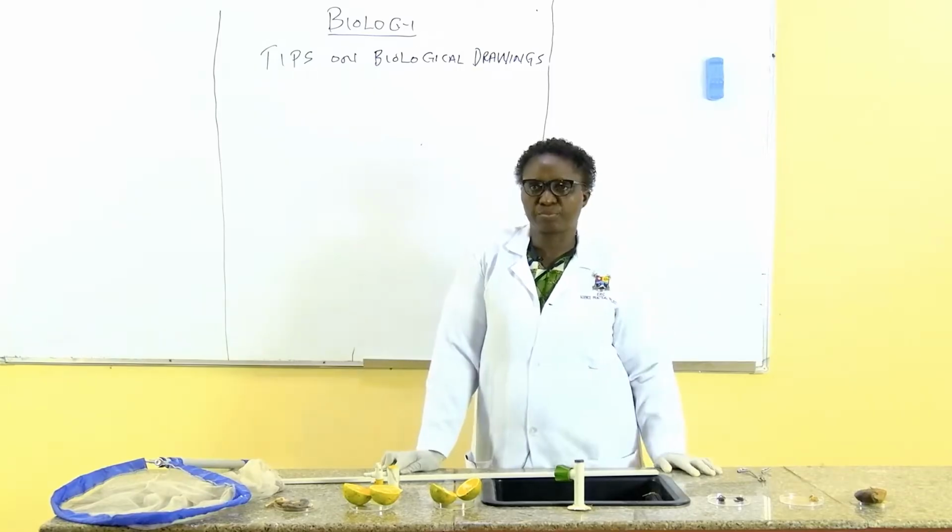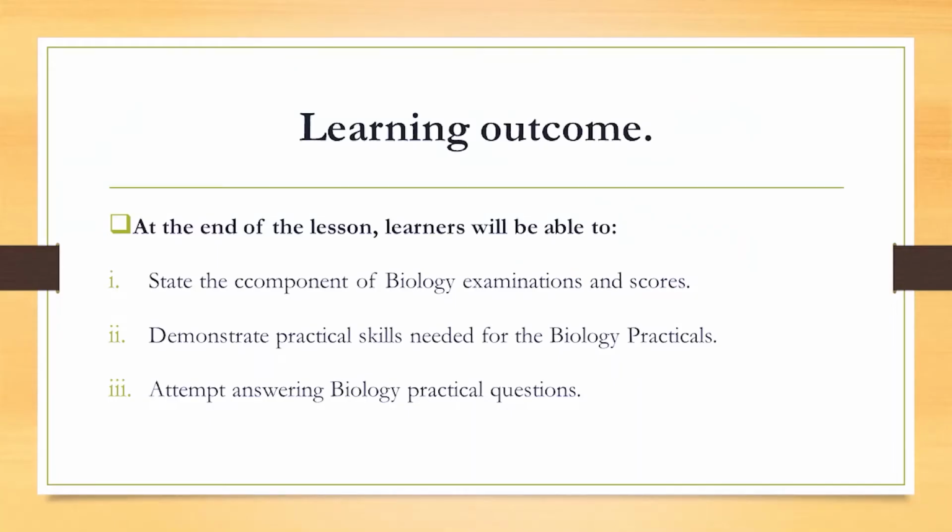So we are looking at the topic tips on biological drawing, and we have the following as our learning outcome. The first one, by the time this lesson is over, I expect every one of you to be able to know the components of biology and the scores or the grading. The second learning outcome is you should be able to demonstrate practical skills required in biological drawing. And the third learning objective is to attempt to answer biology practical questions.